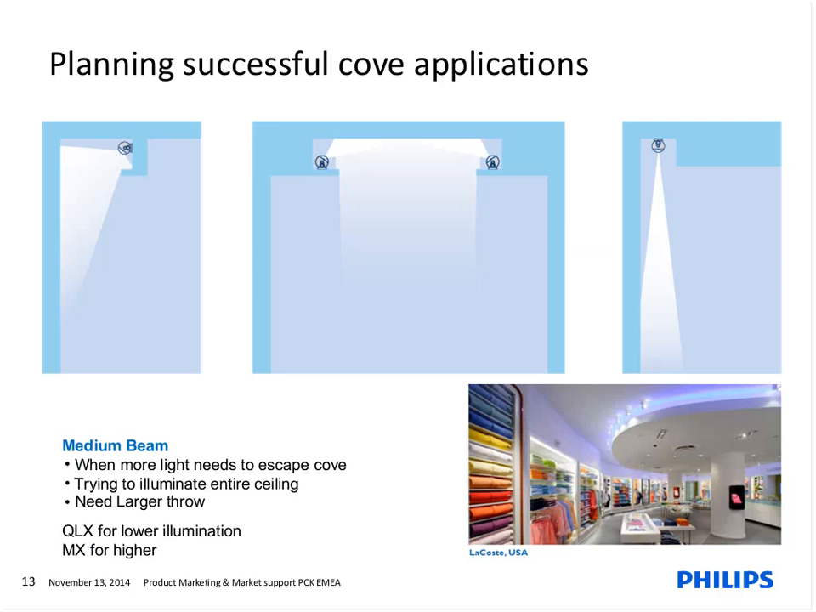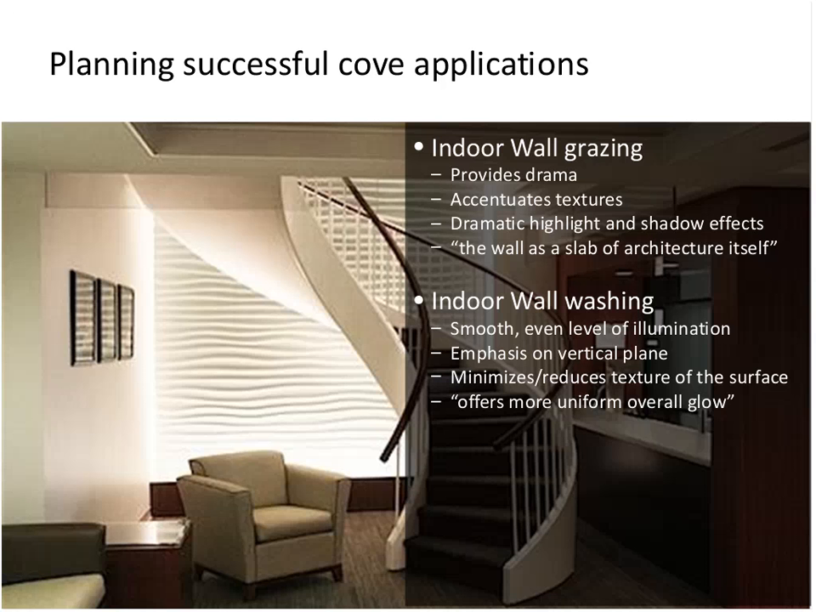At the same time, we have two different lighting techniques when we are talking about cove applications. The first one is indoor wall washing, where you create a smooth, even level of illumination, or you try to emphasize the vertical plane, or minimize or even reduce the texture on the surface. In general, indoor wall washing is when your fixture is positioned at some distance from the illuminated surfaces, and you create a more uniform overall glow.